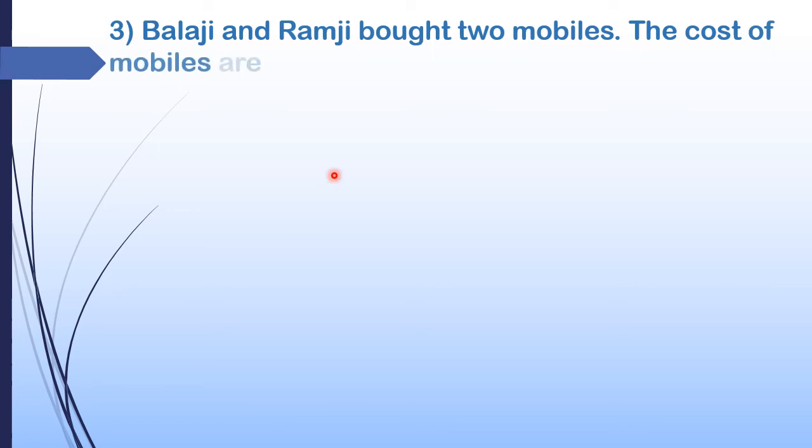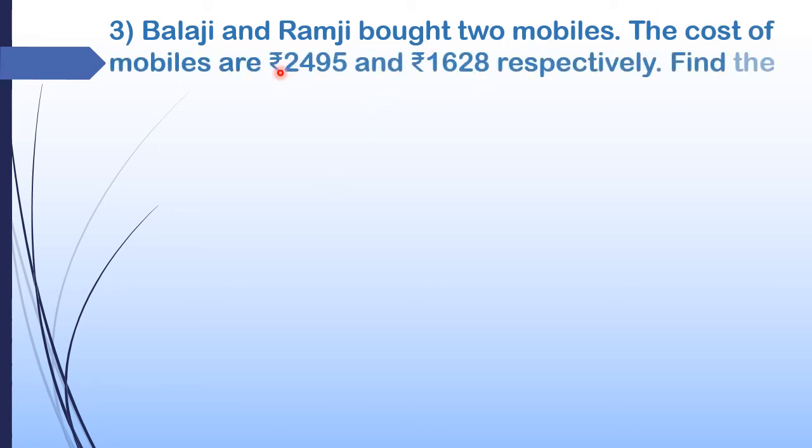Okay. A third sum. Balaji and Ramji bought two mobiles. The cost of mobiles are rupees 2495 and rupees 1628 respectively. Find the total cost of mobiles. So here Balaji and Ramji both bought two mobiles. The cost of mobiles are also given. Now we have to find out the total cost of mobiles. The word total is a keyword here. Whenever you see that word total, that means you have to add. You have to add these two numbers.